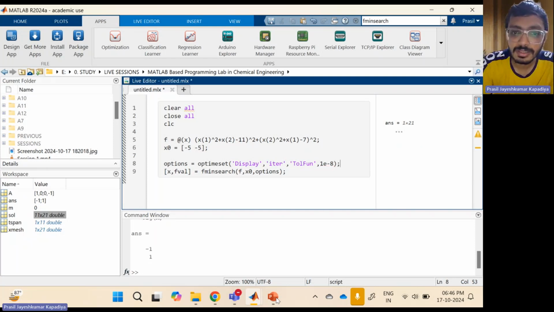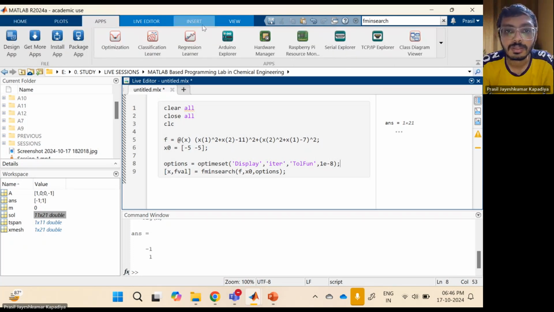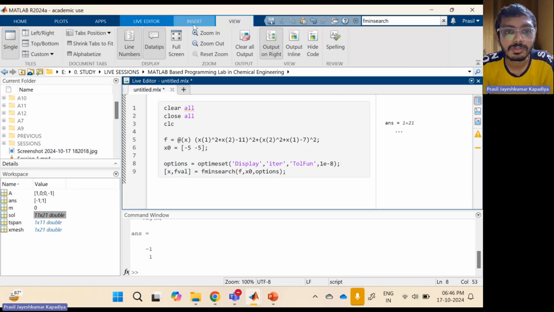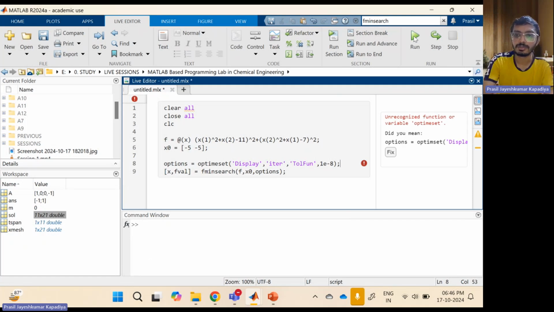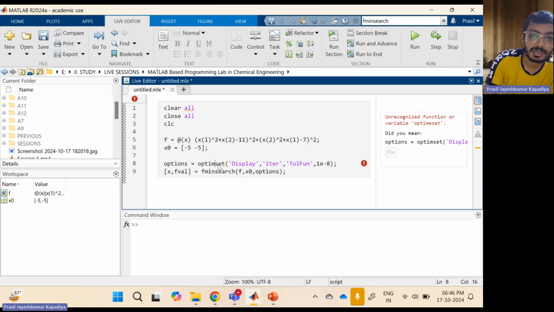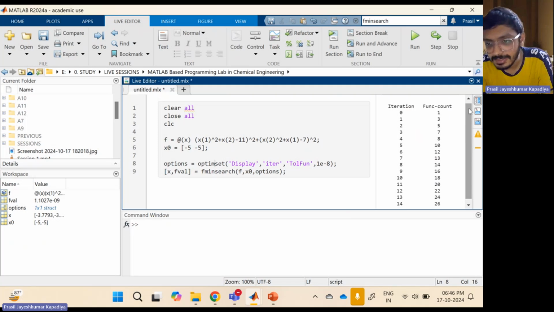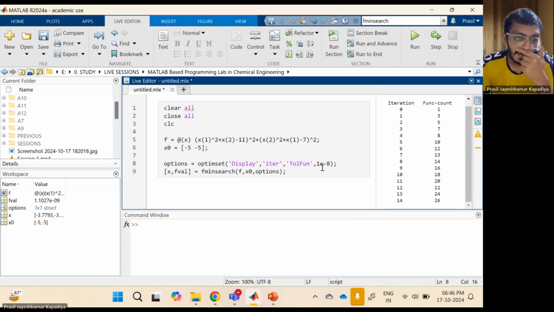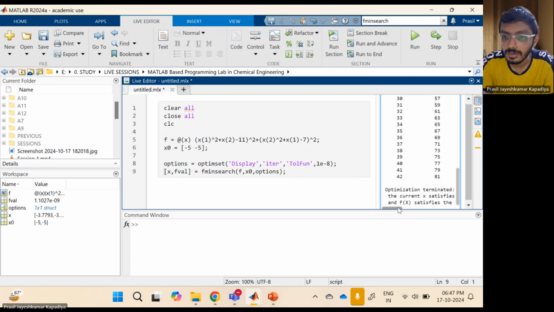Okay. And if I solve this, I will get the solution. Optimset, optimset. Okay. Yeah, optimset. Spelling was wrong. Okay. So see, each iteration is shown. And what is my function value? Okay, it's not shown. Yeah, it is shown. Okay, optimization is terminated here.